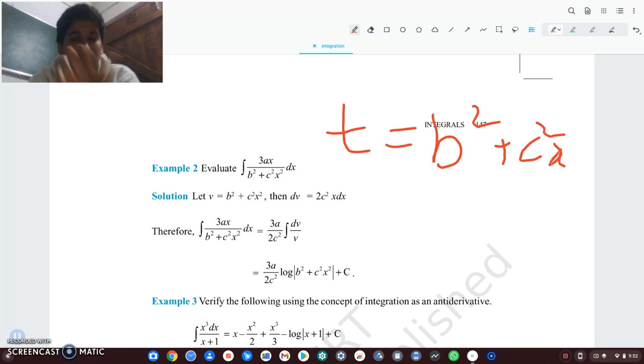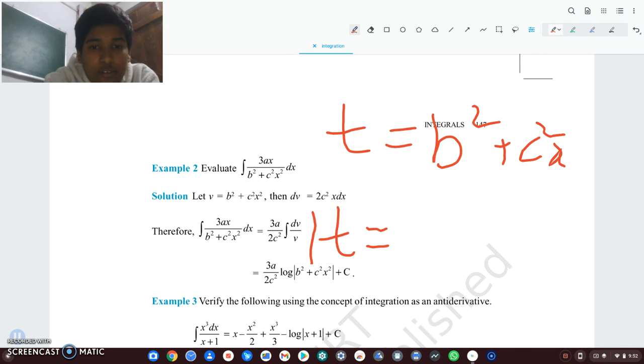Now what we should understand is that it is with dx, meaning with respect to x, and if you look clearly, b is constant and c is constant, so nothing to worry about. So t equals this, where both are constants, and we know that here we would take the derivative. The derivative of t would be dt, and the derivative of b square, meaning the derivative of a constant, would always be 0.